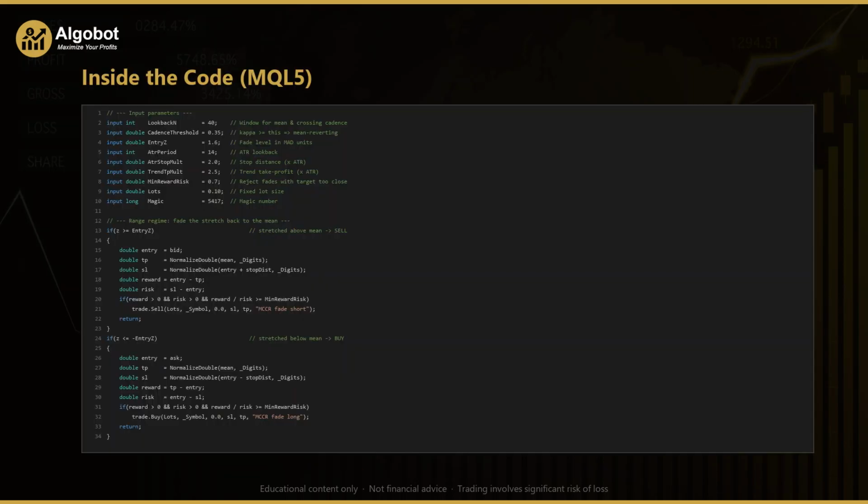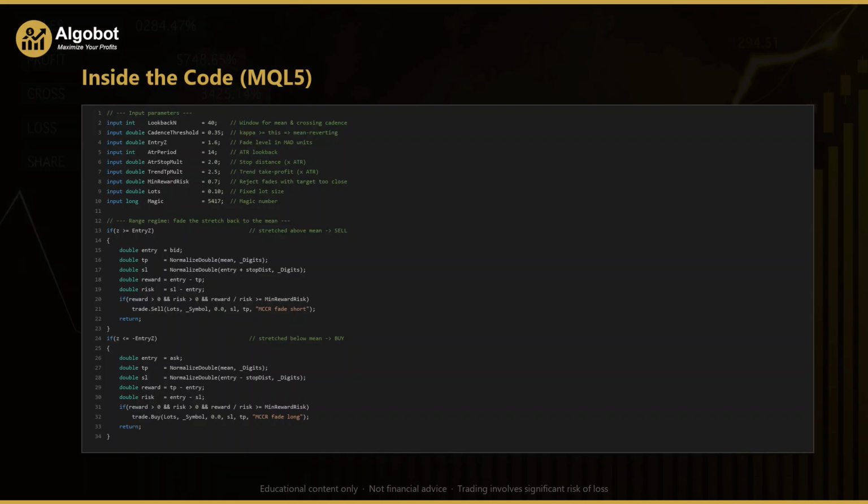Here is the heart of the code as it appears in MetaEditor. At the top, we have the input parameters. LookbackN sets the window for the mean and the crossing cadence. CadenceThreshold is the dividing line between the mean-reverting and trending regimes. EntryZ is the fade level, measured in mean absolute deviation units. ATR period, ATR stop multiple, and trend TP multiple control the volatility yardstick, the stop distance, and the trend target.